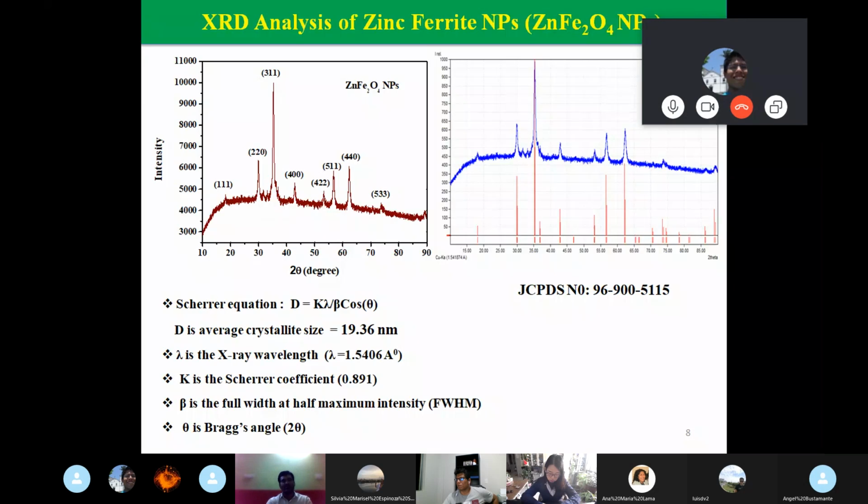Further, we confirmed by XRD analysis, which gives the crystalline nature of the material. The synthesized material matches the standard JCPDS number, and the crystalline size calculated by the Debye-Scherrer equation is D equal to 19 nanometers.